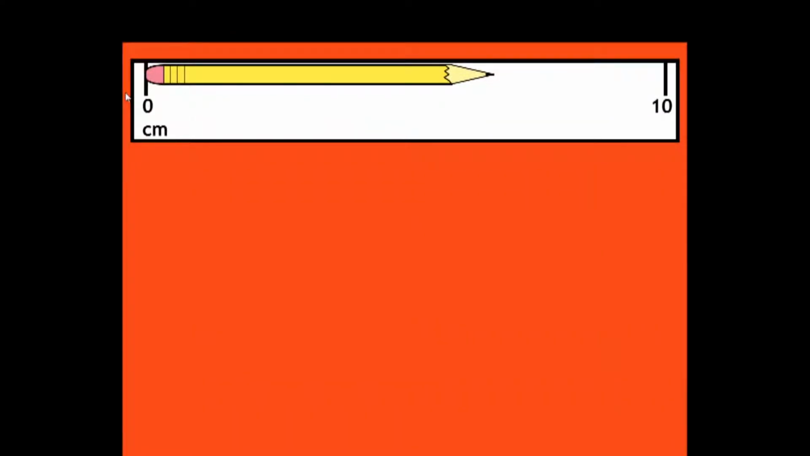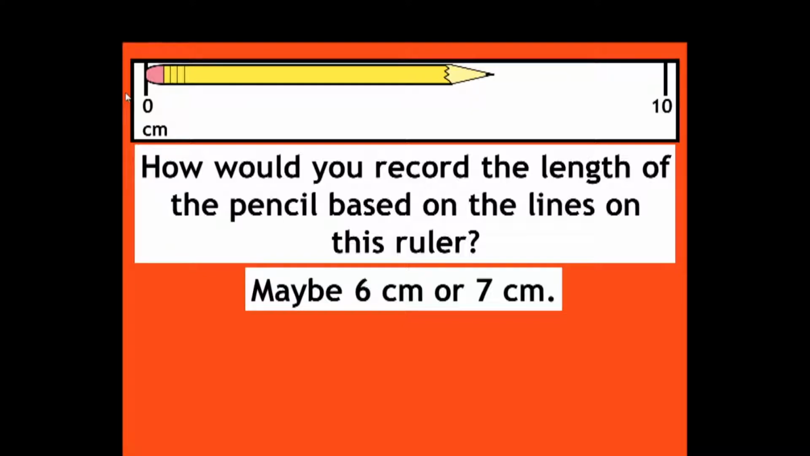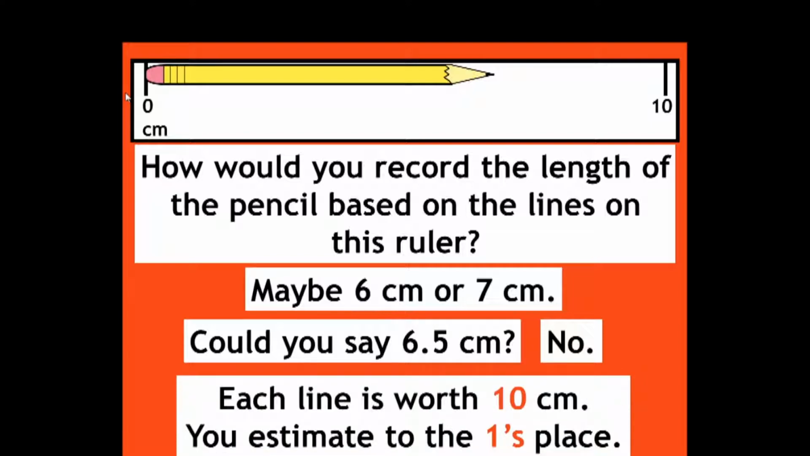Here we have a ruler that doesn't seem to have very many lines on it at all. But it illustrates a point that I would like to make about how you add an estimated digit. In this case, to record the length of the pencil based on the lines of the ruler, we know it's going to be somewhere between 0 and 10. And that's all we know. Maybe it's 6 centimeters, maybe it's 7 centimeters. Could we say 6.5 centimeters? And the answer is no. Every line on this particular ruler is worth 10 centimeters. So you would estimate to the ones place. You estimate 1 power of 10 smaller than what the lines are worth. So in this case, we could say 6, we could say 7, but that's all we could do.